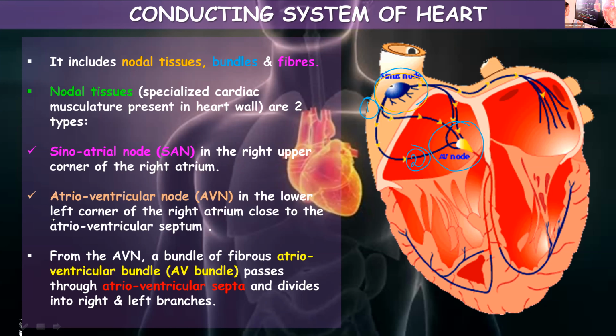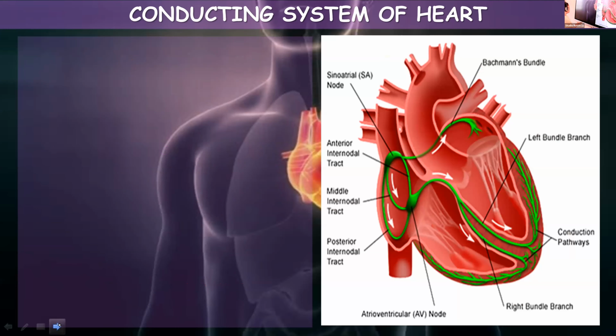This will arise from the atrioventricular node, pass through the atrioventricular septa, and emerge on the top of the interventricular septum and get divided into right and left bundles. I'll show you once again, right and left branches.